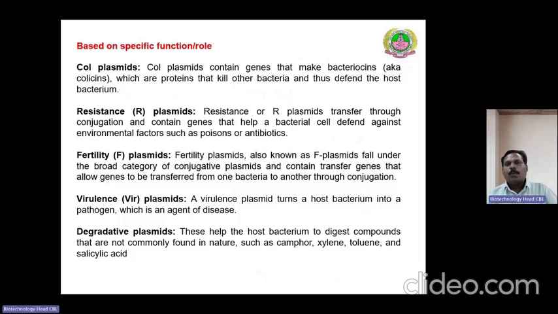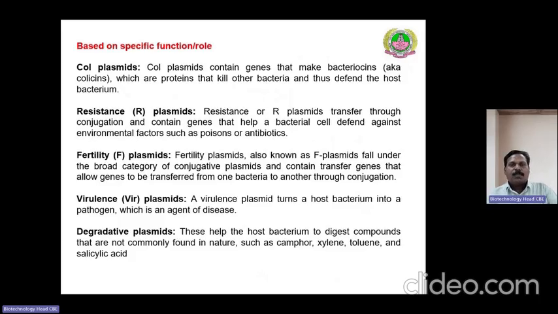The fourth functional role played by plasmids is virulence, and they are called virulence plasmids. A virulence plasmid turns a host bacterium into a pathogen, and it can be the causative agent of a disease. For example, in plant species we have the bacteria Agrobacterium tumefaciens and Agrobacterium rhizogenes, which cause diseases like crown gall disease. Agrobacterium tumefaciens causes crown gall disease and possesses the Ti plasmid, the tumor-inducing plasmid. The Ti plasmid is about 200 kilobase pairs, with the virulence regions present in it.